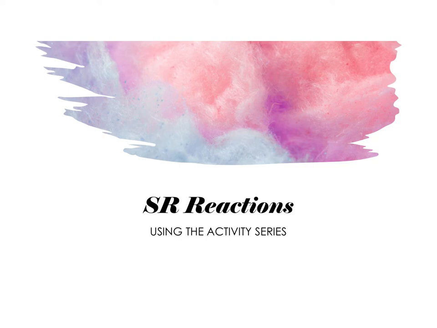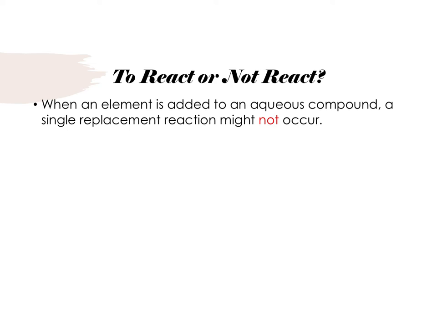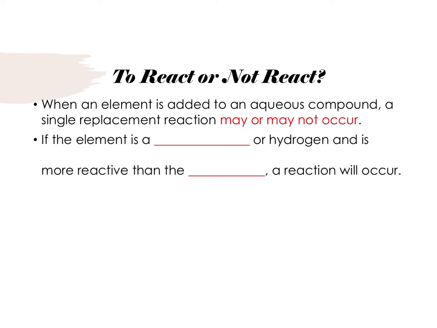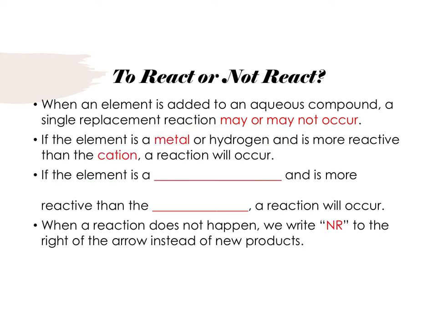In this lecture, we're going to learn more about single replacement reactions. It turns out that they may not always occur. We need to know when. If the element is a metal or hydrogen, then it can replace the cation if it's more reactive. When we have a non-metal and it's more reactive than the anion, then a reaction occurs. If we don't have either of those situations, no reaction occurs, and we put NR.